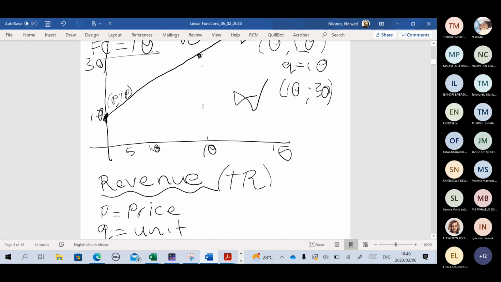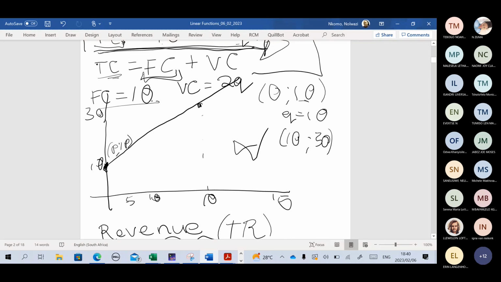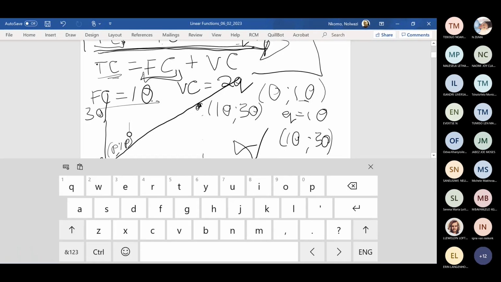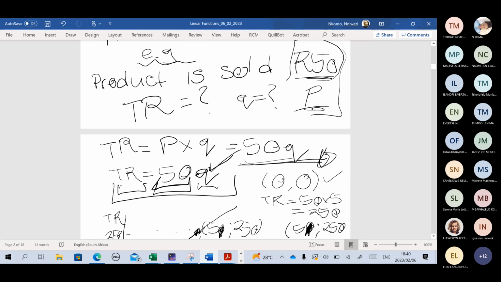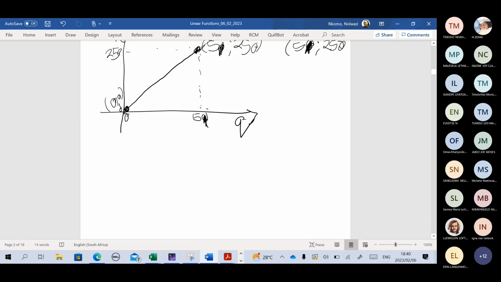And here we said we have a point which was (10, 30). Then let's say you were given just a graph and you were asked to interpret it. So you were going to say the total cost that will be spent in producing 10 units will be 30, maybe 30 rand. It depends on the units you were given, but usually we use rands. Do we have any questions for now before we move on?